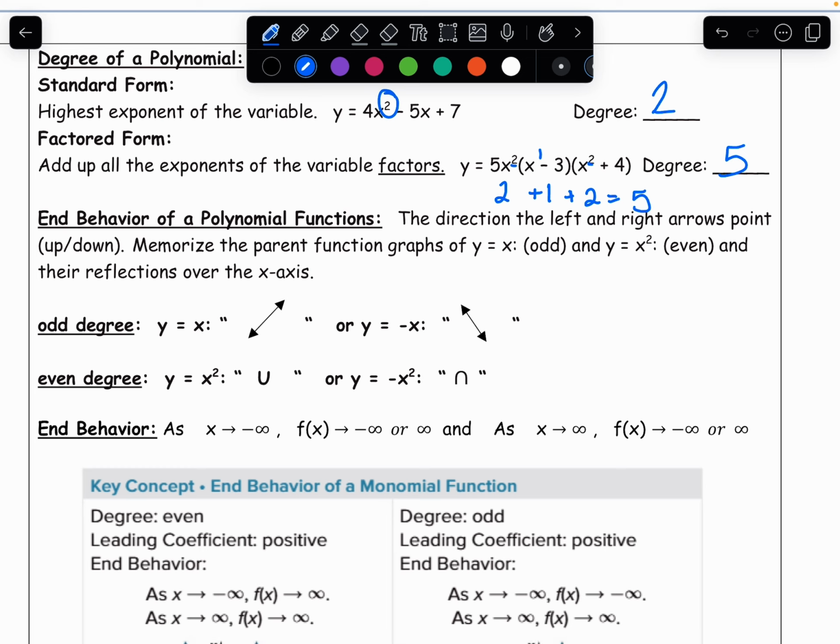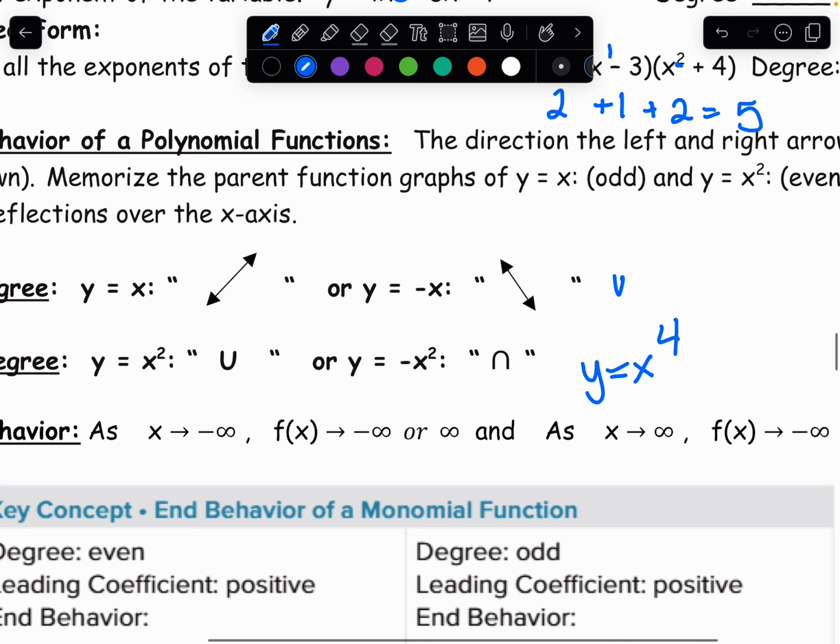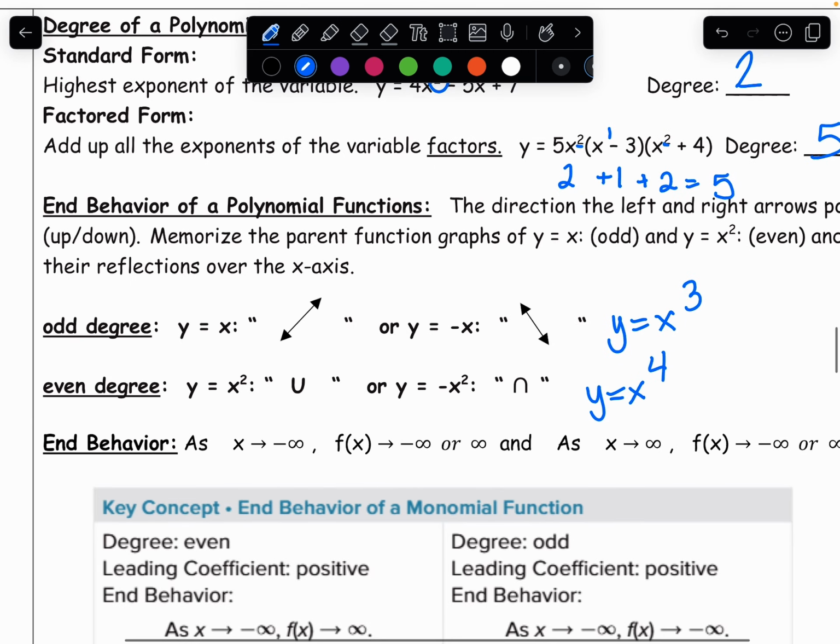So end behavior of a polynomial. The reason that we wanted to find those degrees is that based on the degree, it tells us the shape of your graph. So if you have an odd degree, think like y equals x or y equals -x, it's going to look pretty linear. Now, if you have an even degree, so y equals x squared, or y equals -x squared, or even, like y equals x to the 4th power, we're going to have a U shape. And so like for odd degree, even y equals x cubed is going to look kind of linear.